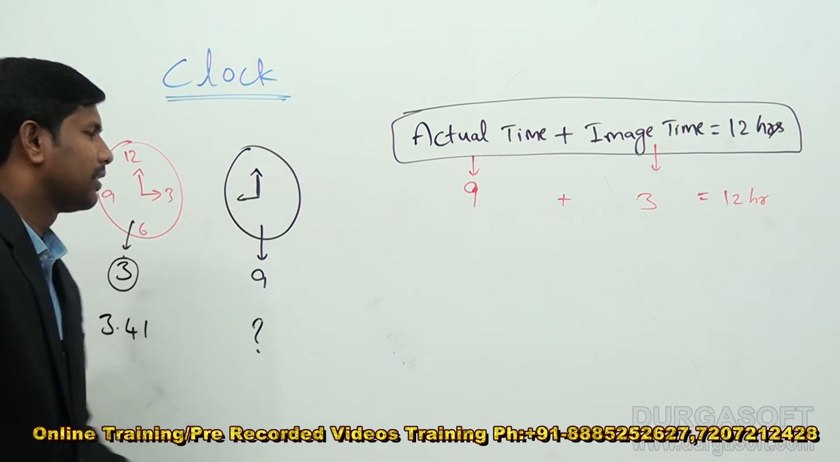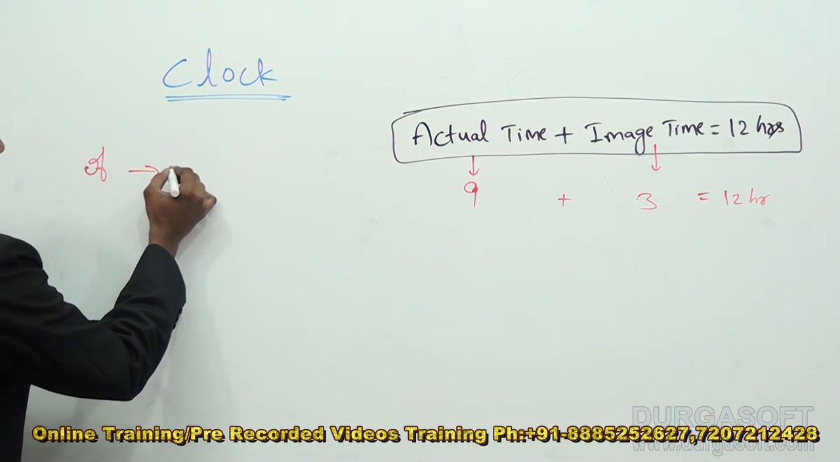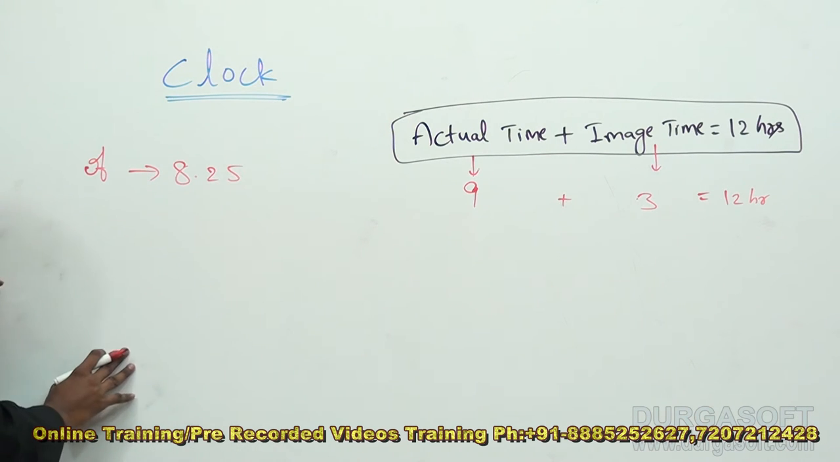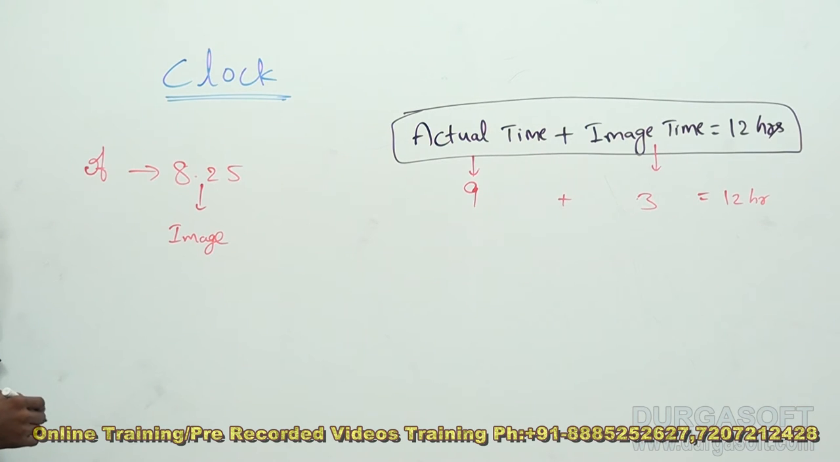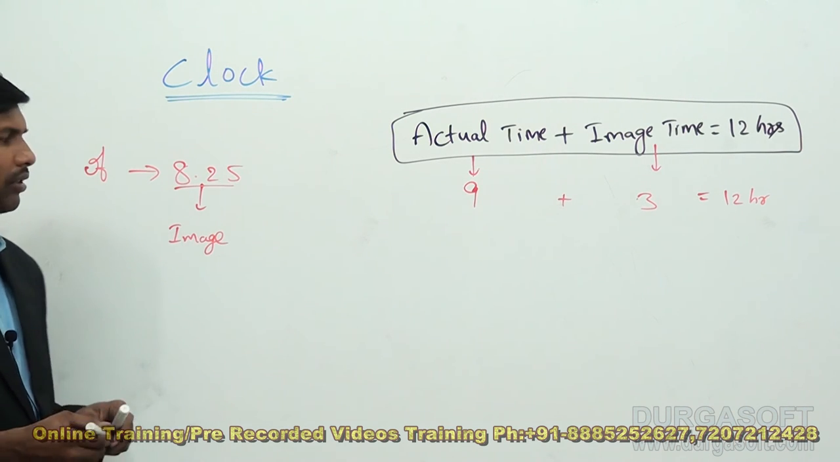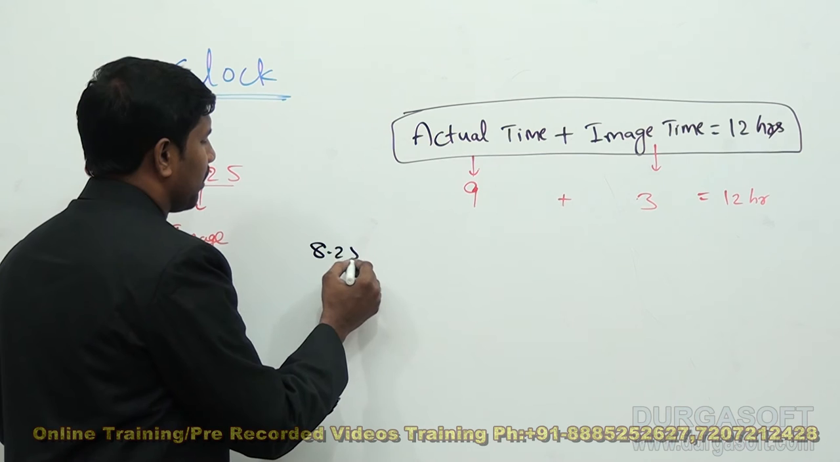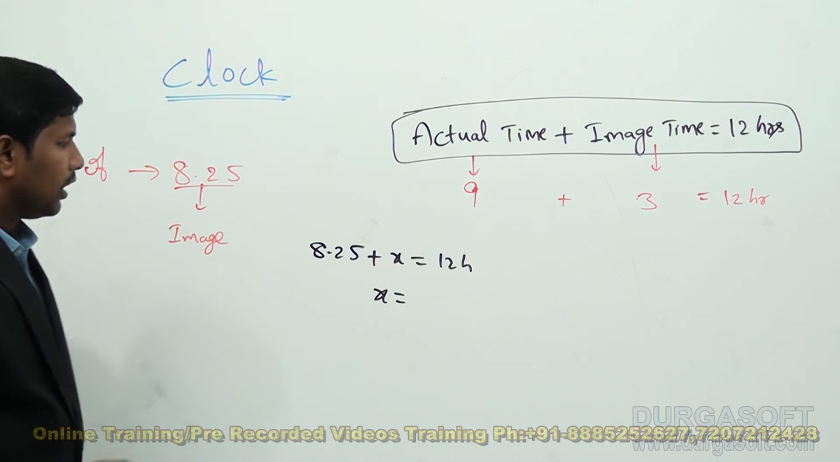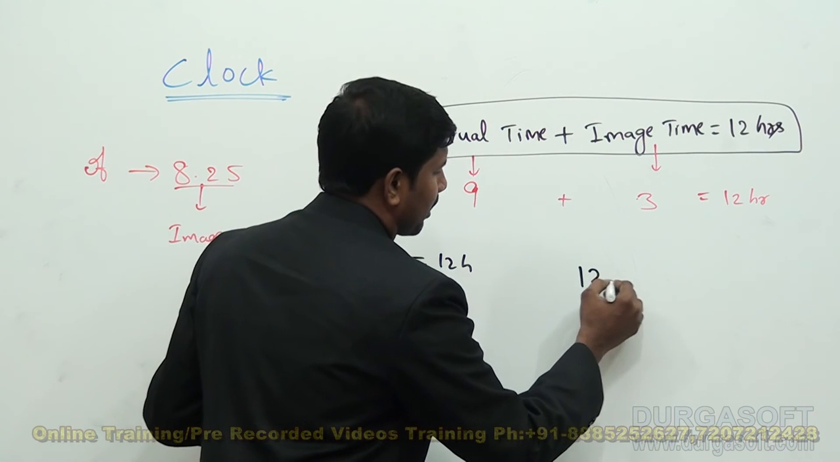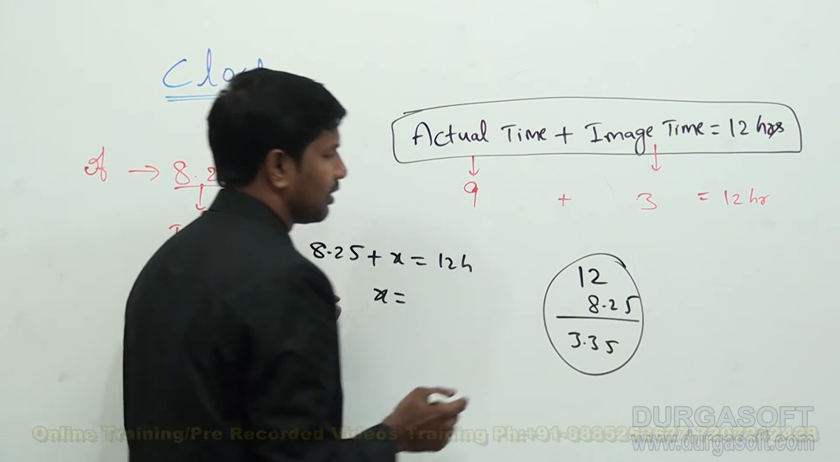Now let's see some examples of how they will ask. Suppose a clock is showing exactly 8:25, what will the image of this be showing? When the clock is showing exactly 8:25, what time will the image of this clock show? Now when we show this in front of a mirror, the image will be showing some time. We know that 8:25 plus something is giving 12 hours. So from this you can take the x value. In order to get that value, simply subtract 8:25 from 12 hours, and you will get 3:35.